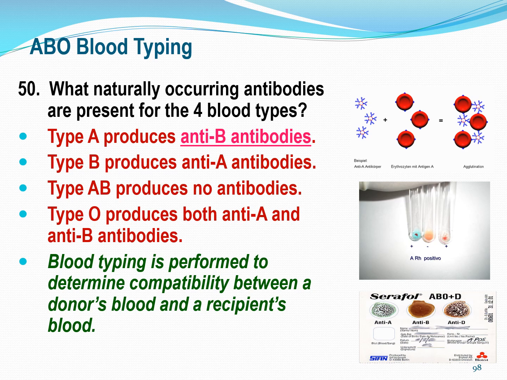So what naturally occurring antibodies are present for the 4 blood types? Type A produces anti-B antibodies, type B produces anti-A antibodies, type AB produces no antibodies, and type O produces both anti-A and anti-B. Blood typing is performed to determine the compatibility between a donor's blood and a recipient's blood.